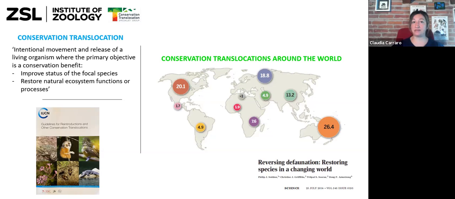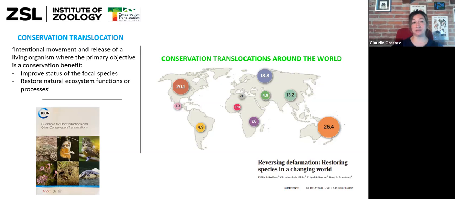Conservation translocation is defined by the 2013 IUCN guidelines as the intentional movement and release of a living organism where the primary objective is a conservation benefit, which will usually comprise improving the conservation status of the focus species locally or globally, and or restore natural ecosystem functions or processes.